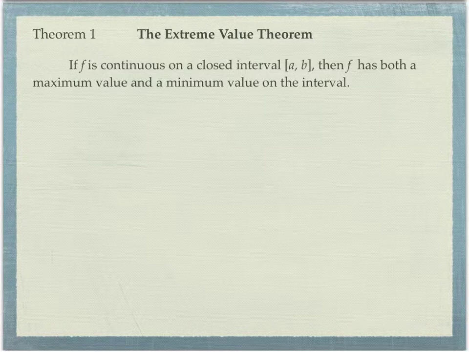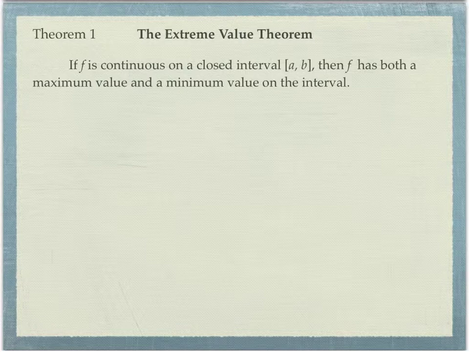Now here's our extreme value theorem. This is fairly important here. So this says that if f is continuous on a closed interval, again those endpoints have to count, then f has both a maximum value and a minimum value on that particular interval.